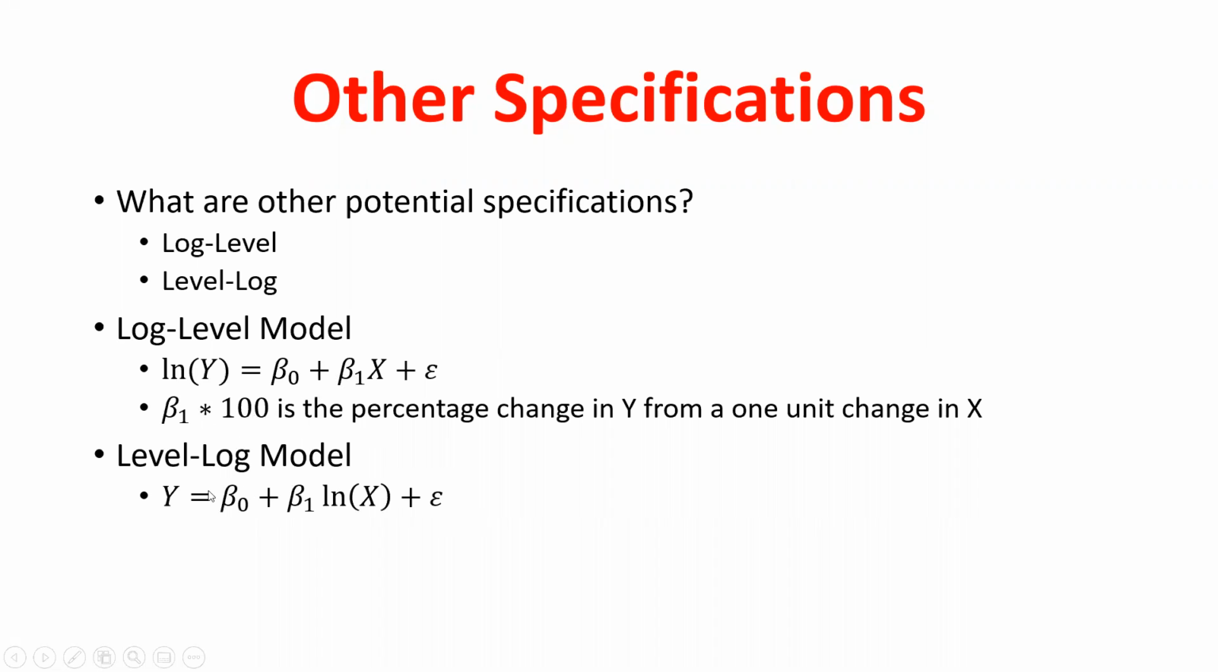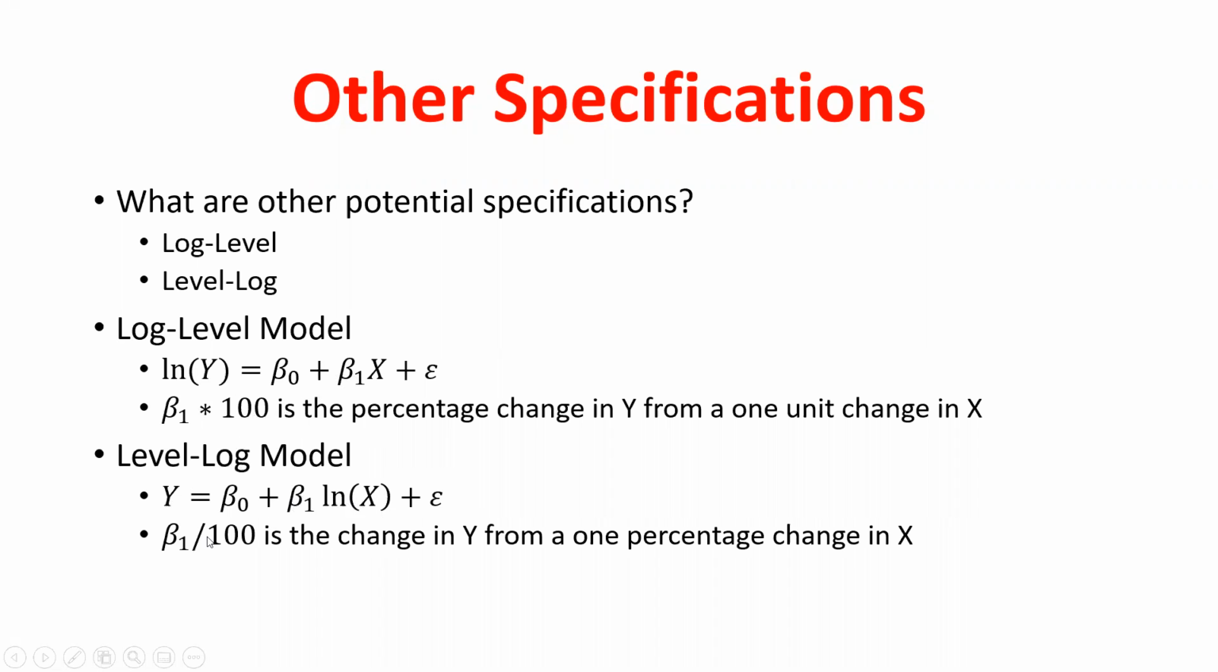The level-log model is I leave y alone, but I take the natural log of x. Well, now, because I've taken the natural log of x, the way I interpret beta 1 here is a 1% increase in x causes y to go up or down by beta 1 divided by 100. Okay? So if I'm going from units to natural log, I have to multiply by 100. If I'm going from the natural log to units, I have to divide by 100. Okay? So those are our different interpretations of these different models.